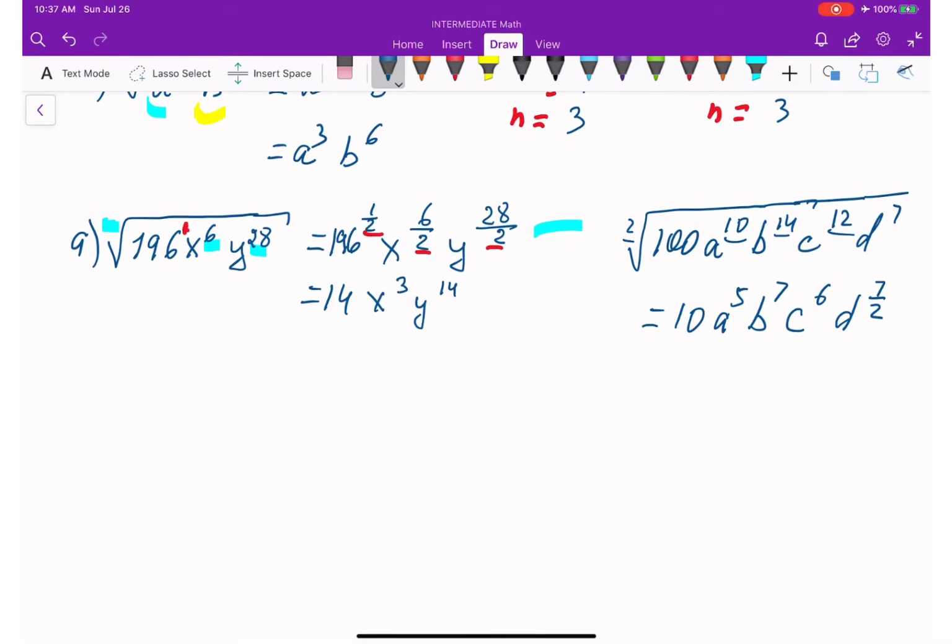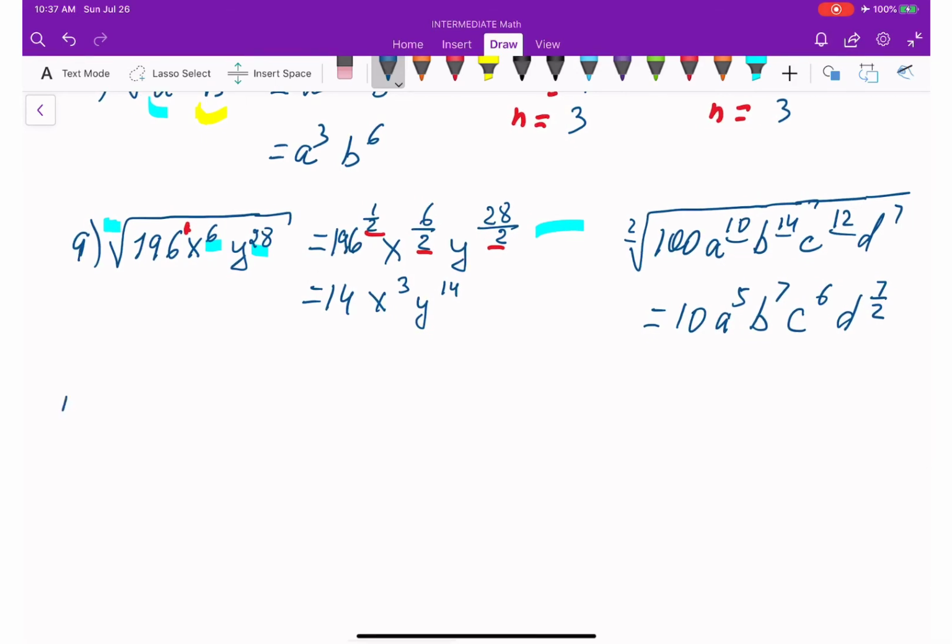This is 9, going to 10. Cubic radical 64, a to power 18, and b to power 15. Very good. Numbers are talking, communicating to each other.